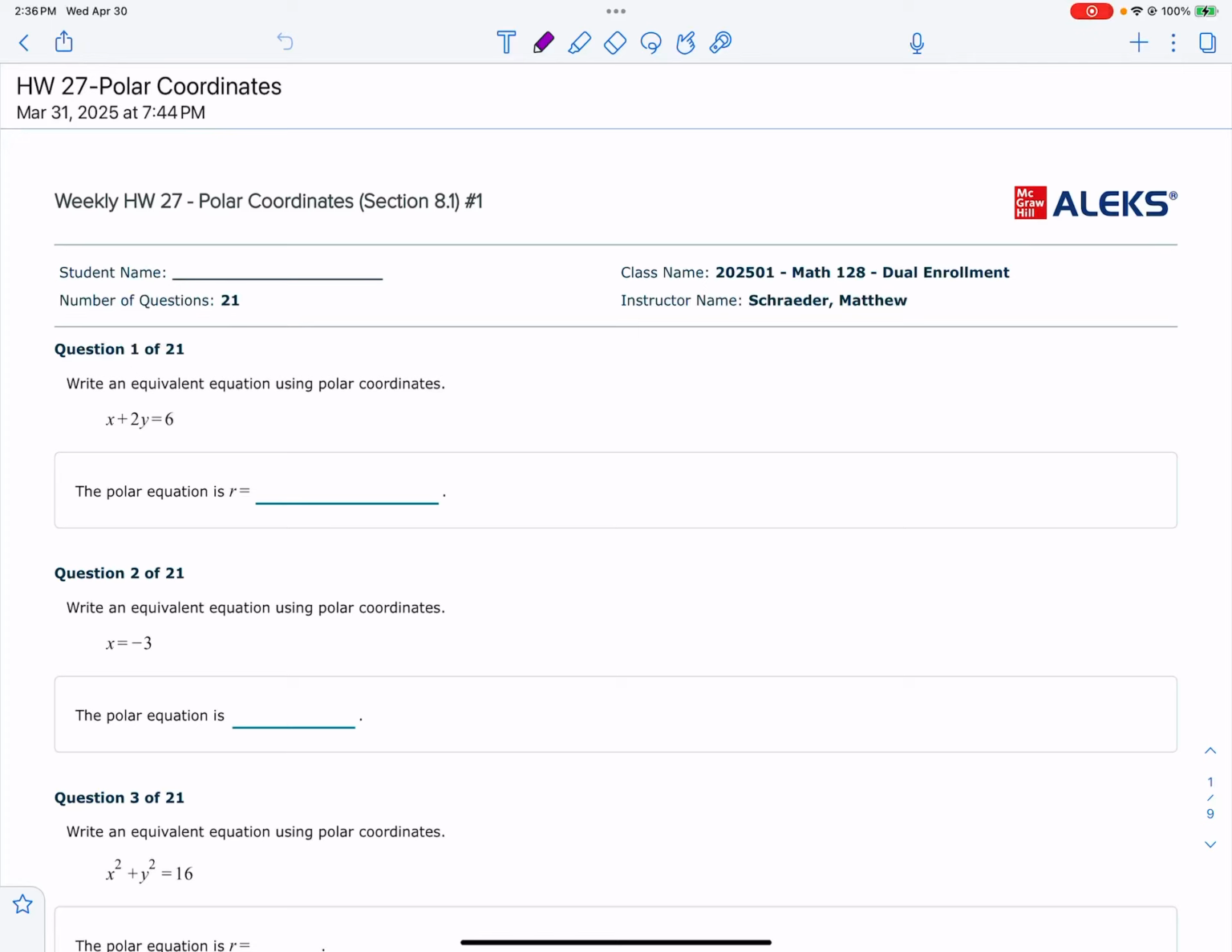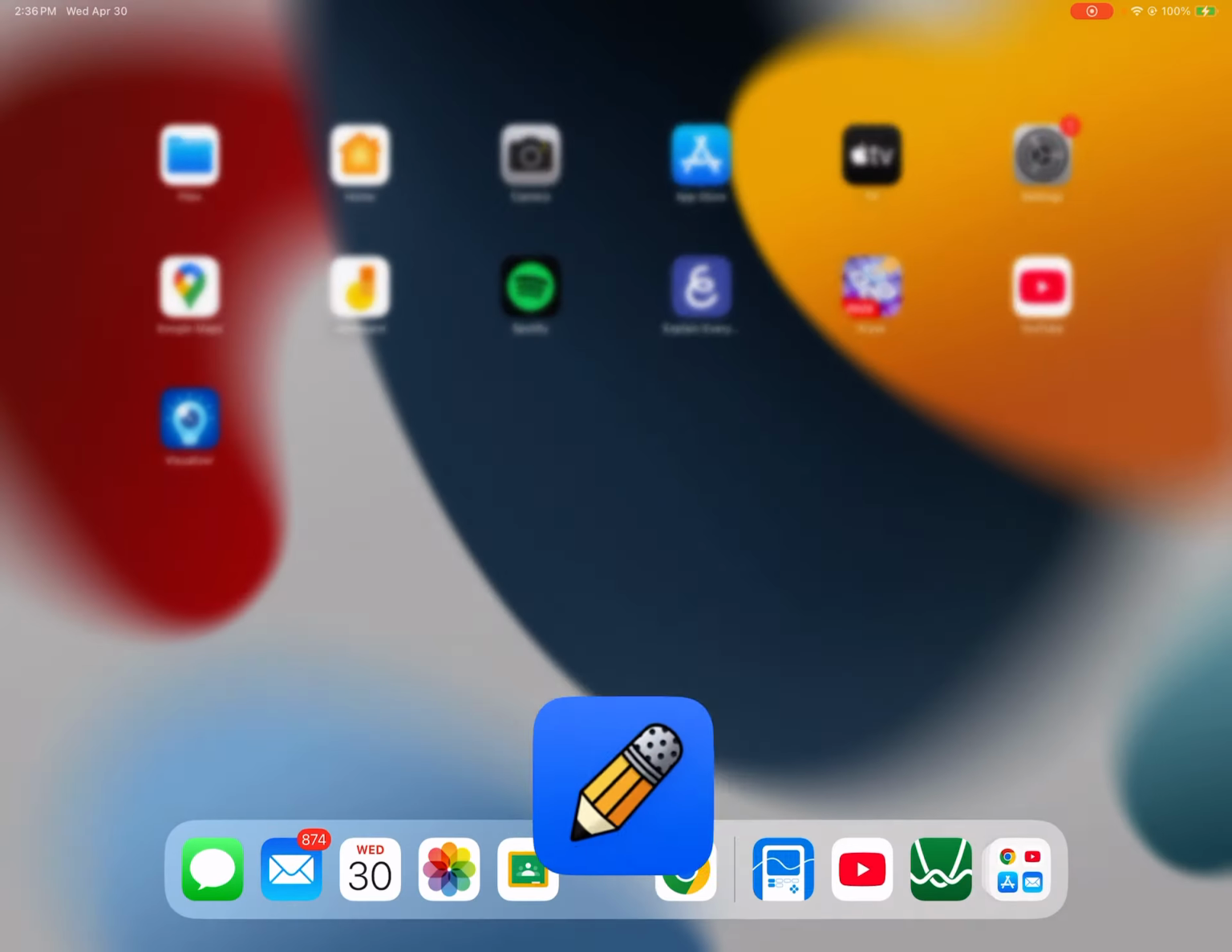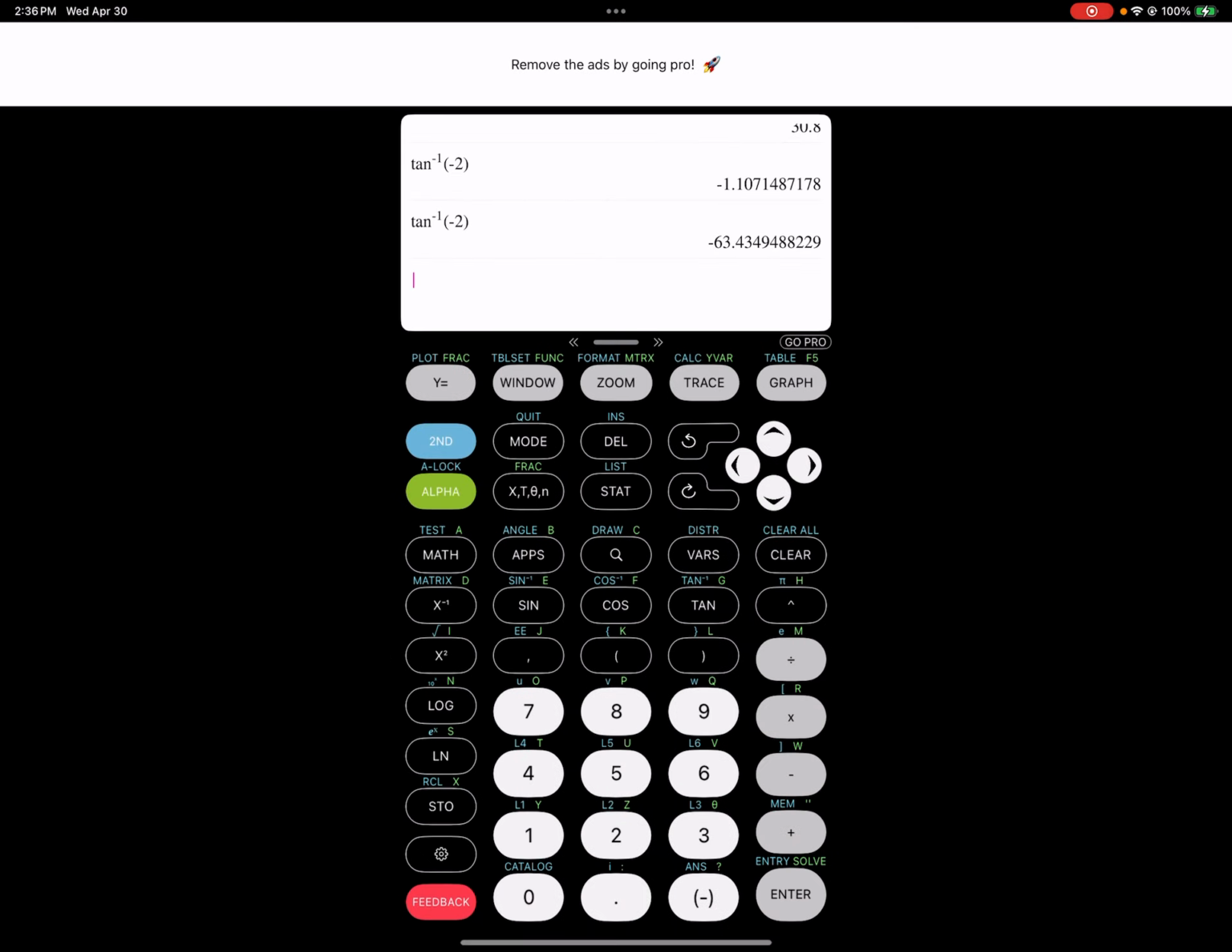All right, guys, I'm back for the second part of section 8.1. In this part, we are converting not points, but equations back and forth between rectangular and polar.